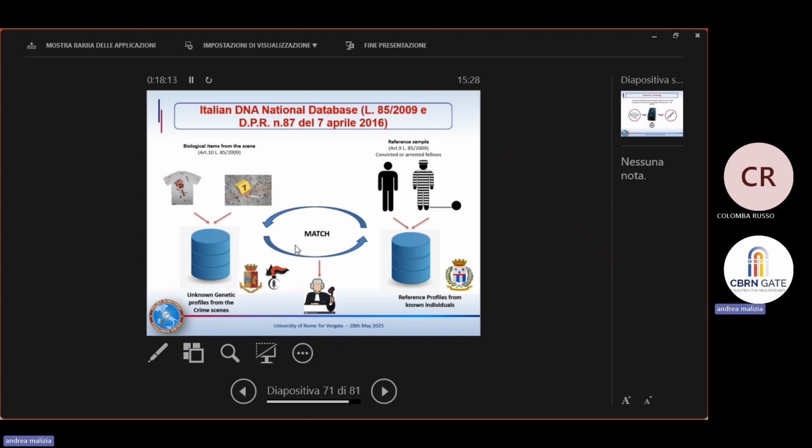These two databases are searched against each other. So when a new trace or a new reference sample is uploaded, it is searched against the other database. All the information is codified, and the only person who has the entire clear view is the judicial authority.